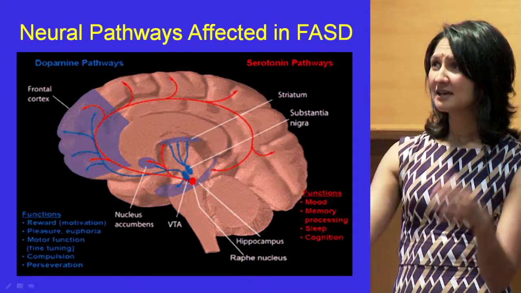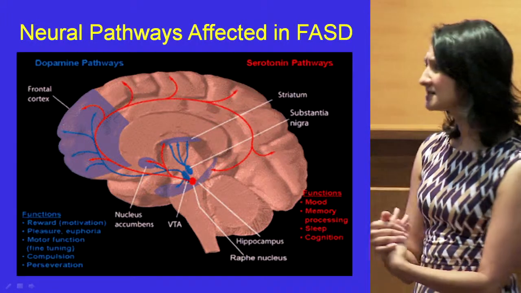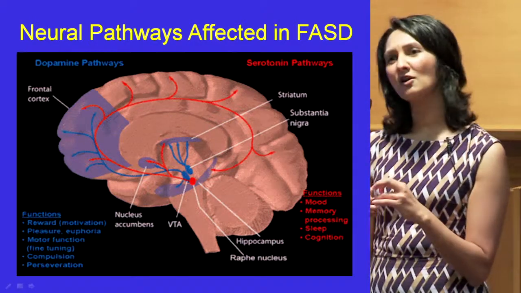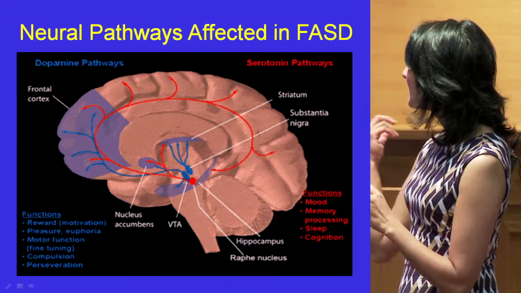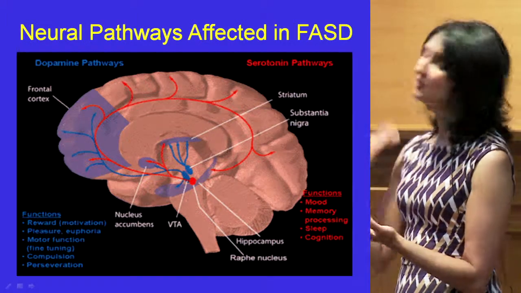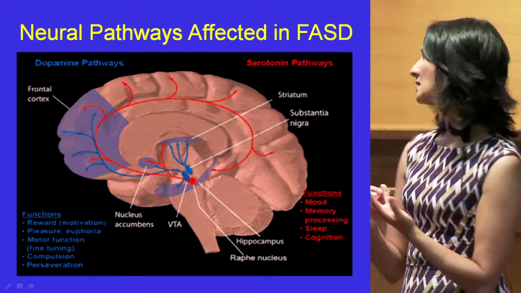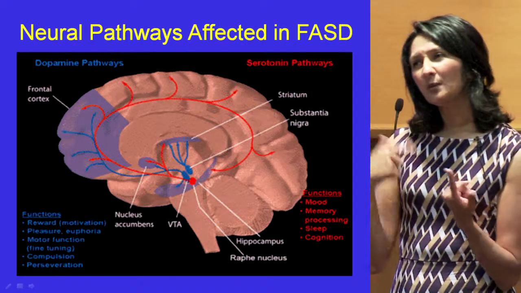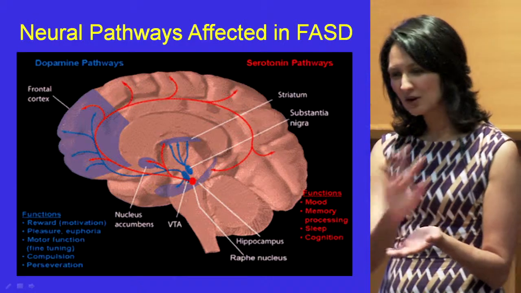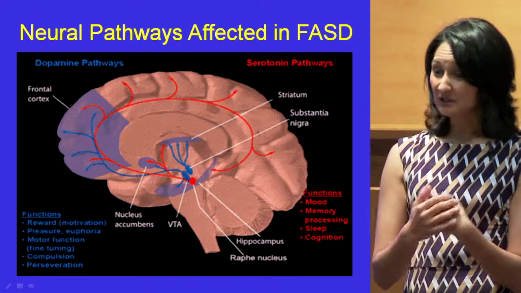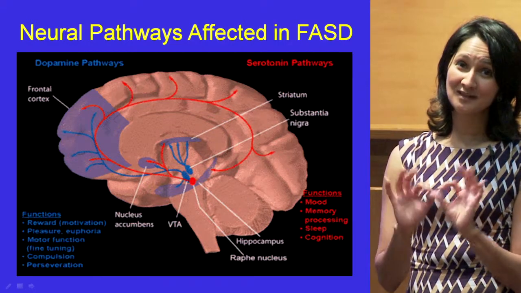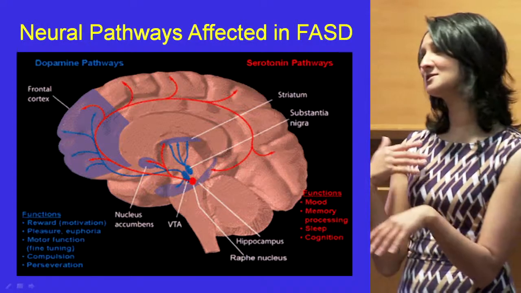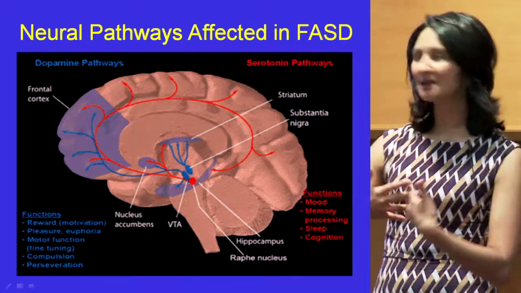And so we often see that some variant of ADHD is present in these kids who've been prenatally alcohol exposed. Conversely, the serotonin pathways are also affected in children with FAS and alcohol exposure. The serotonin pathway is really responsible for mood, memory processing, sleep, and cognition. And because serotonin is very much a part of sleep regulation, a lot of these kids who have been prenatally alcohol exposed have deficits in their sleep. These kids are poor sleepers, restless sleepers, they have difficulty falling asleep, staying asleep, consolidating sleep.